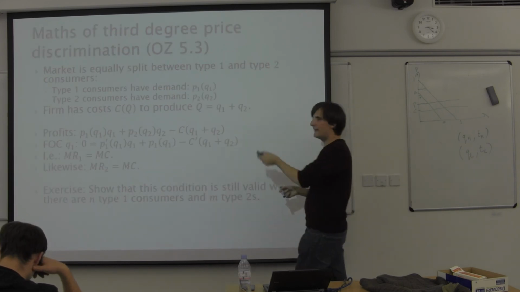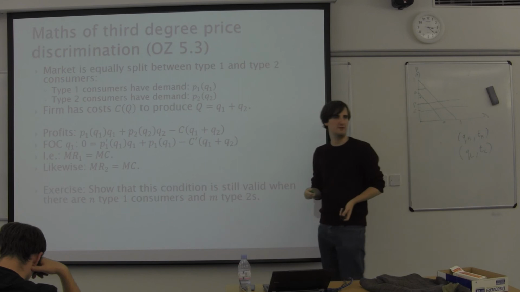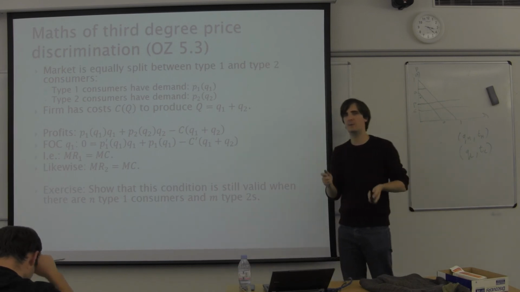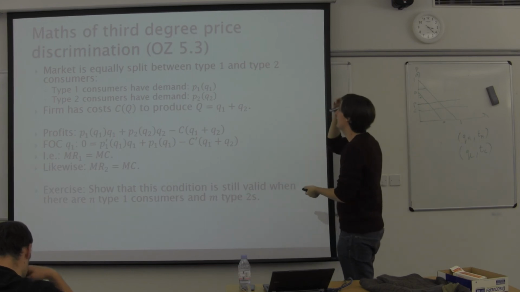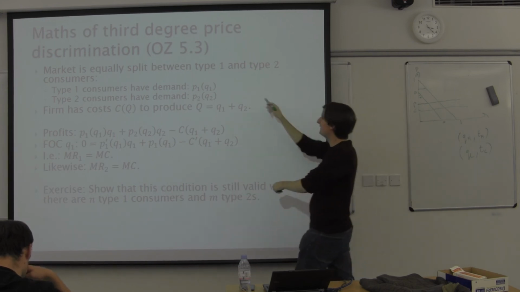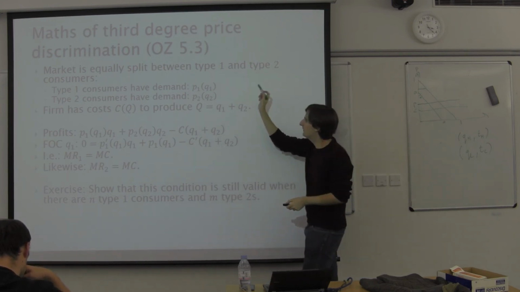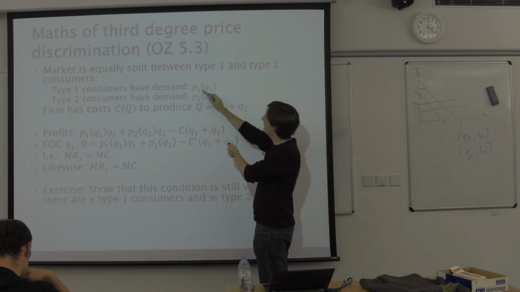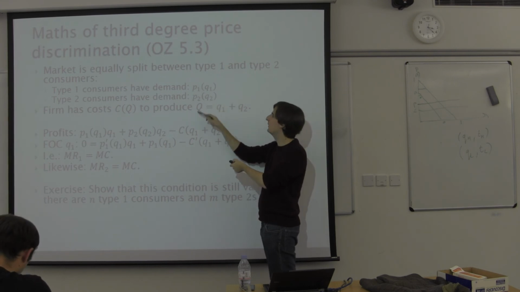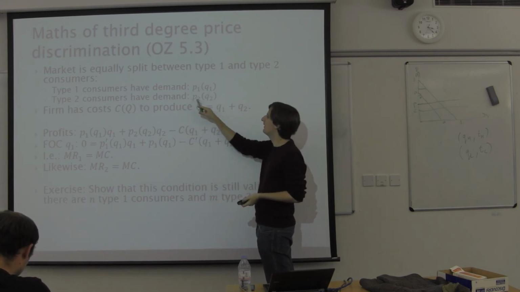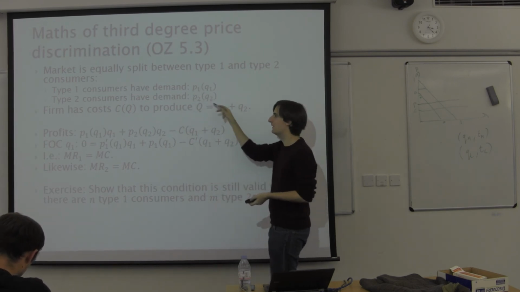So let's have a quick look at the maths of this third degree price discrimination. It's really just the maths of monopoly again, so it's a bit of revision. We're going to assume that the market is equally split between type 1 and type 2 consumers. The type 1 consumers have some demand curve P1 of the quantity they demand, Q1. Type 2 consumers have some demand curve P2 of the quantity they demand, Q2.